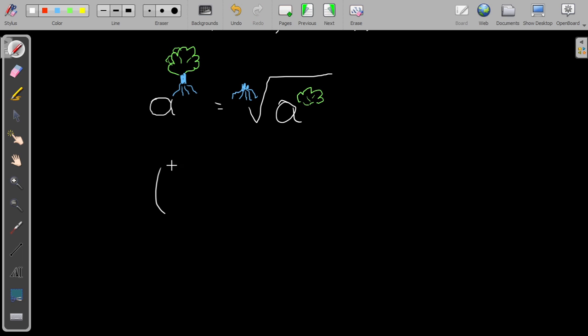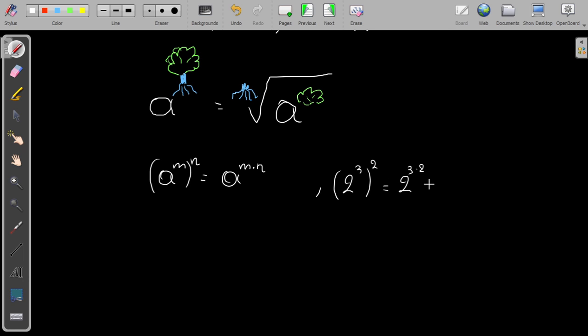Let's see it with the general formulas. A to the power of m and all to the power of n is equal to a to the power of m times n. An example, 2 to the power of 3 to the power of 2. This is 2 to the power of 3 times 2, which is 2 to the power of 6.